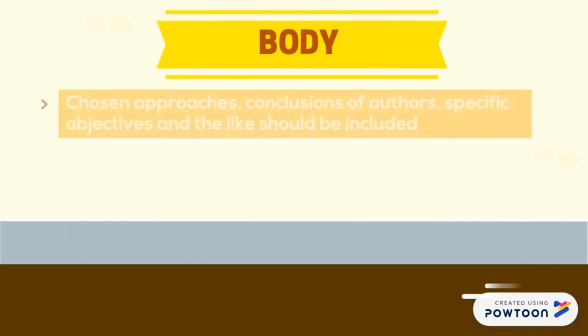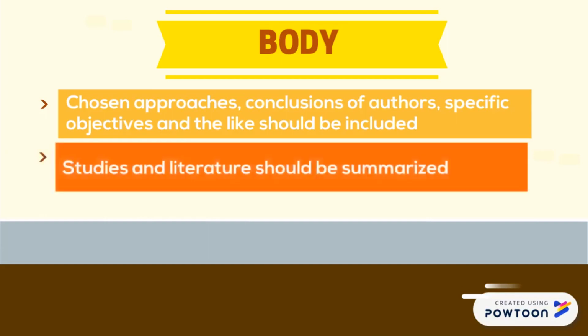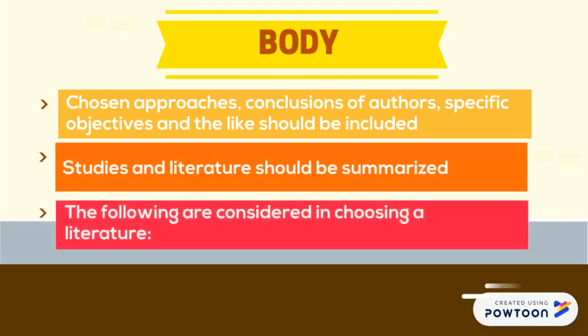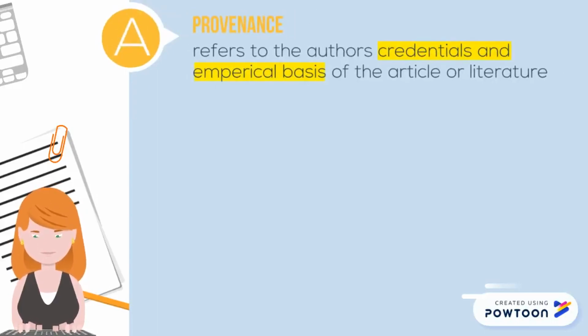Second, the body. Chosen approaches, conclusions of authors, specific objectives, and the like should be included. Studies and literature should be summarized. The following are considered in choosing a literature. Provenance. It refers to the author's credentials and empirical basis of the article or literature.